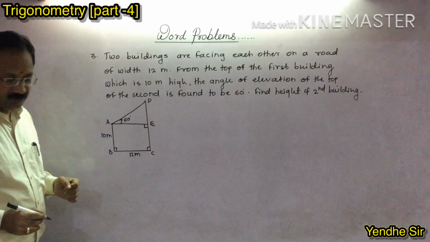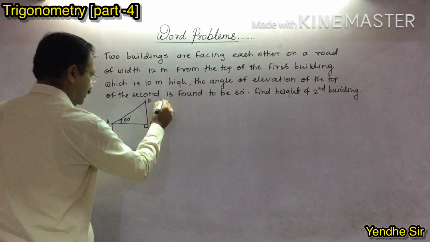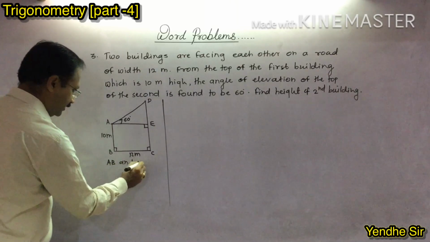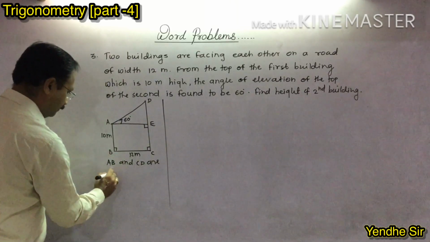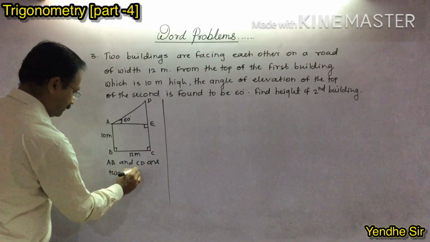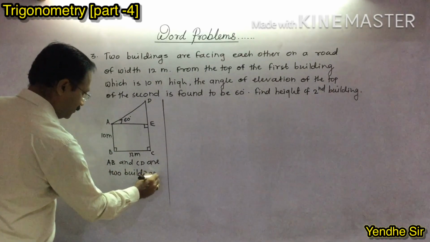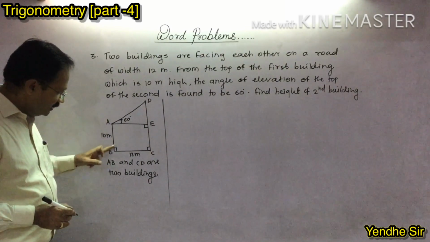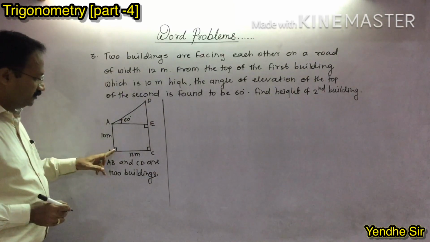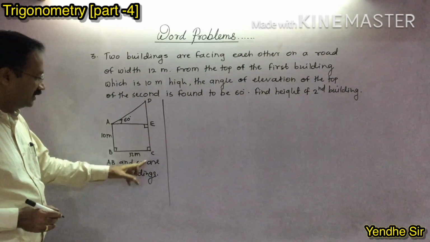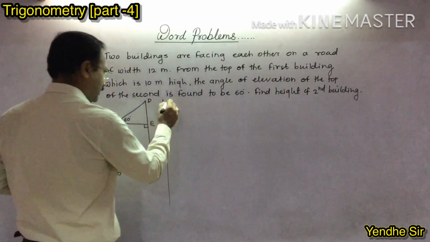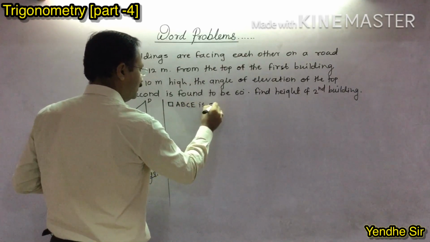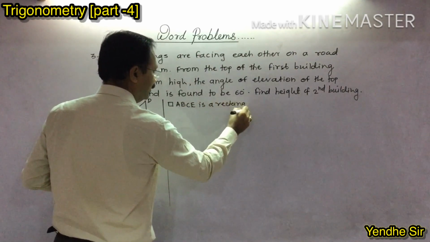So first what you have to write? You have to write the information. AB and CD are two buildings. Okay, now let's see this. What is ABCE? This is 90, this is 90, this is 90, therefore it is a rectangle. So you have to write directly: quadrilateral ABCE is a rectangle.